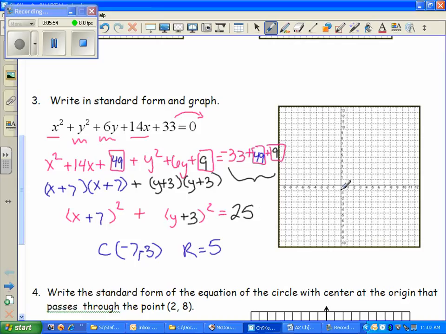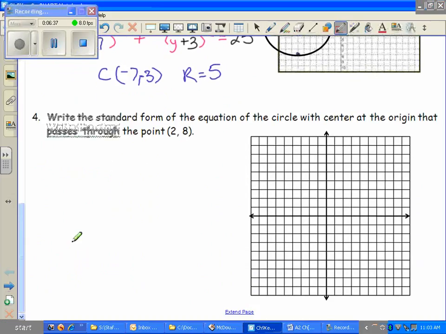So I'm going to plot this at negative 7, negative 3 as the center, radius of 5, so count 5 in every way from the center. And this one kind of goes a little bit off of the grid. And then draw your circle. Try to make it look like a circle if you can. Don't make a diamond. That's a pet peeve of mine.